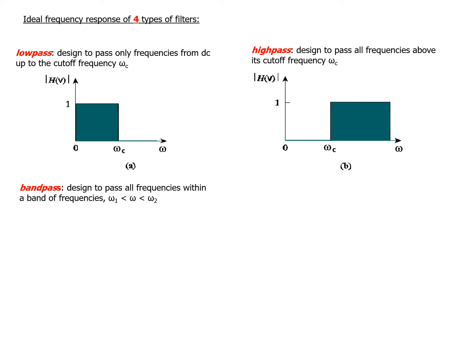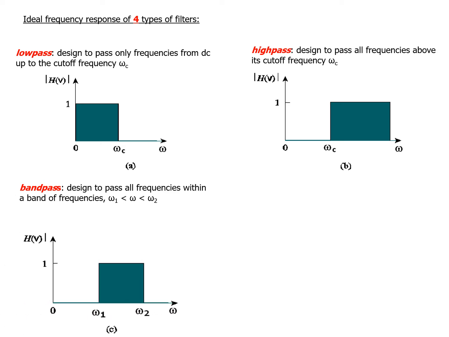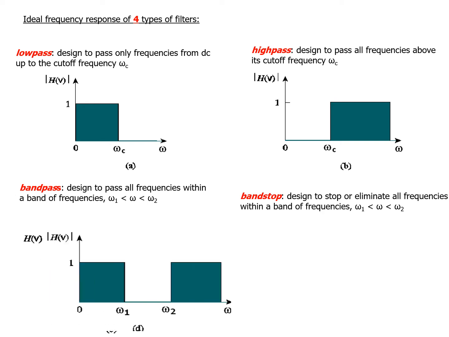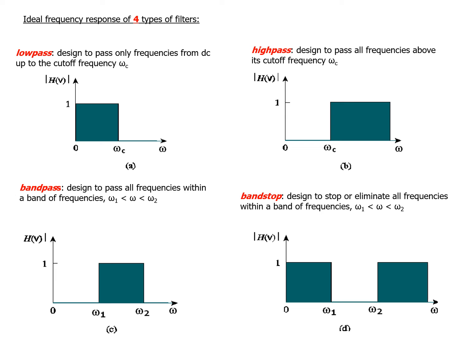For a band-pass filter, it is designed to pass all frequencies within a band of frequencies ranging between omega 1 and omega 2. And it looks something like this. Any frequencies in that range will be allowed, while others will not be allowed. For a band-stop filter, it is the opposite. It is designed to stop or eliminate all frequencies within a band of frequencies between omega 1 and omega 2. So it looks something like this. All frequencies between omega 1 and omega 2 are disallowed, while all other frequencies are allowed.